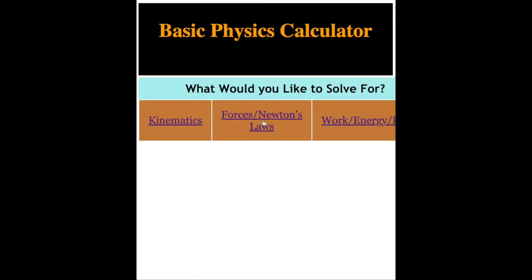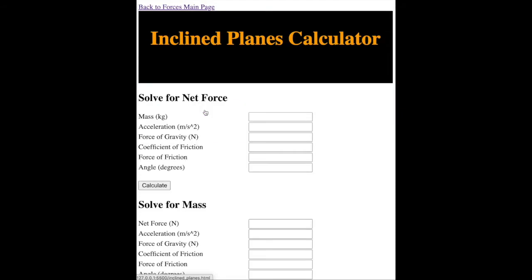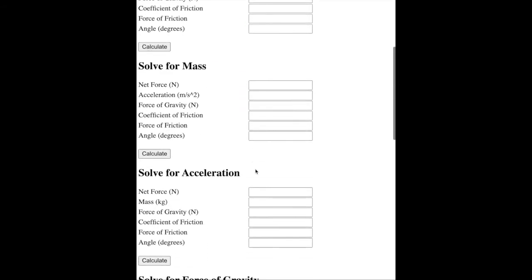Alright, let's go ahead and use the calculator. So in order to solve this, go to forces and inclined planes and solve for the acceleration first. So enter in your known values. We don't know the net force, we don't know the mass, we don't know the force of gravity. The coefficient was 0.2. And the force of friction isn't given, and the angle is 20.